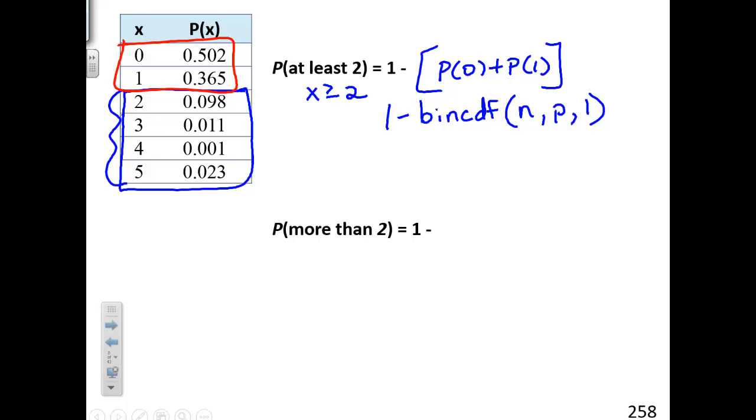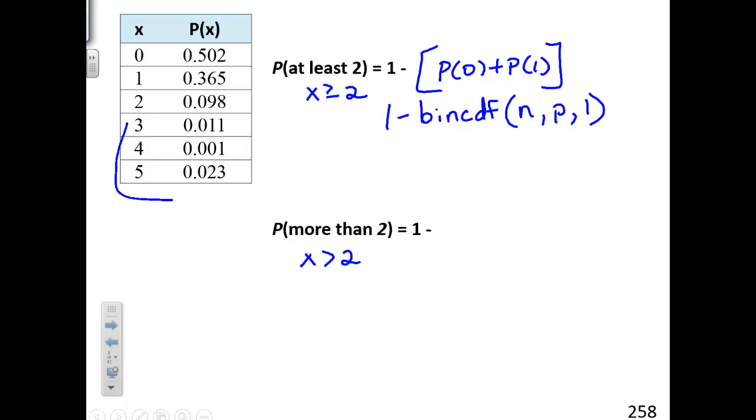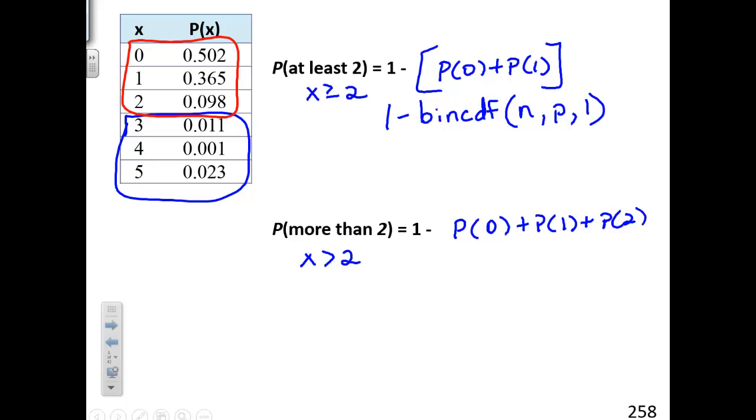Now on the next example, it says more than 2. So that is x is greater than 2. So let's erase all of this over here on the side and think about what we really need to add up. If we want more than 2, we want 3, 4, and 5. So what the calculator is going to need to do is add up 0, 1, and 2 and subtract it from 1 to give us the total for 3, 4, and 5. So it's going to do 1 minus the probability of 0 plus the probability of 1 plus the probability of 2.